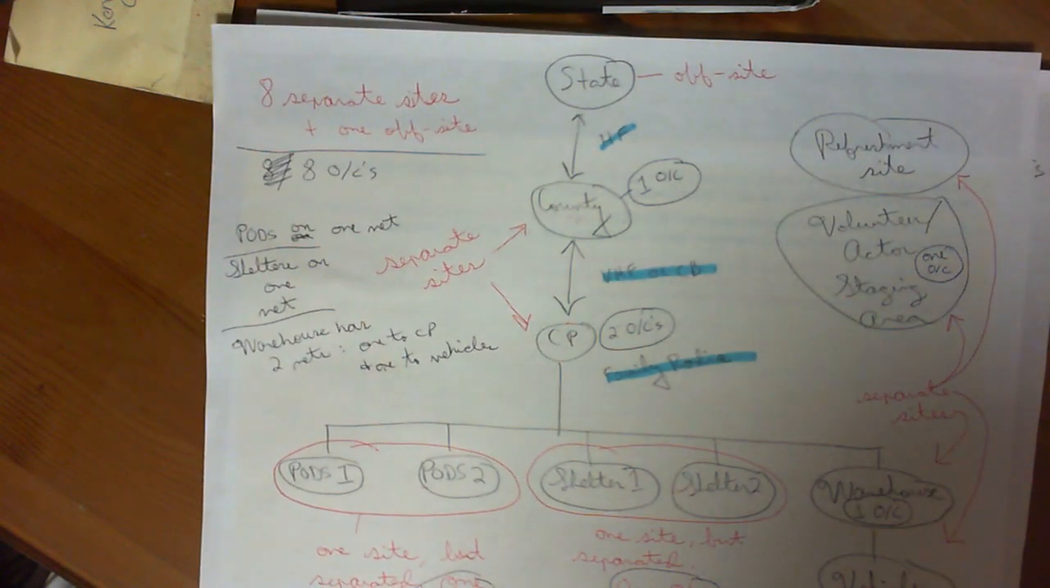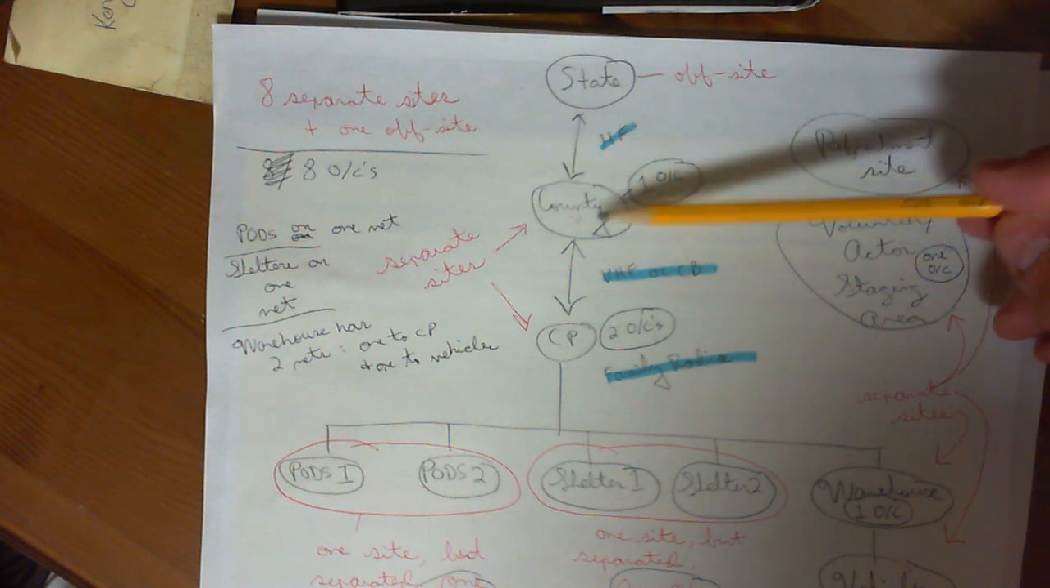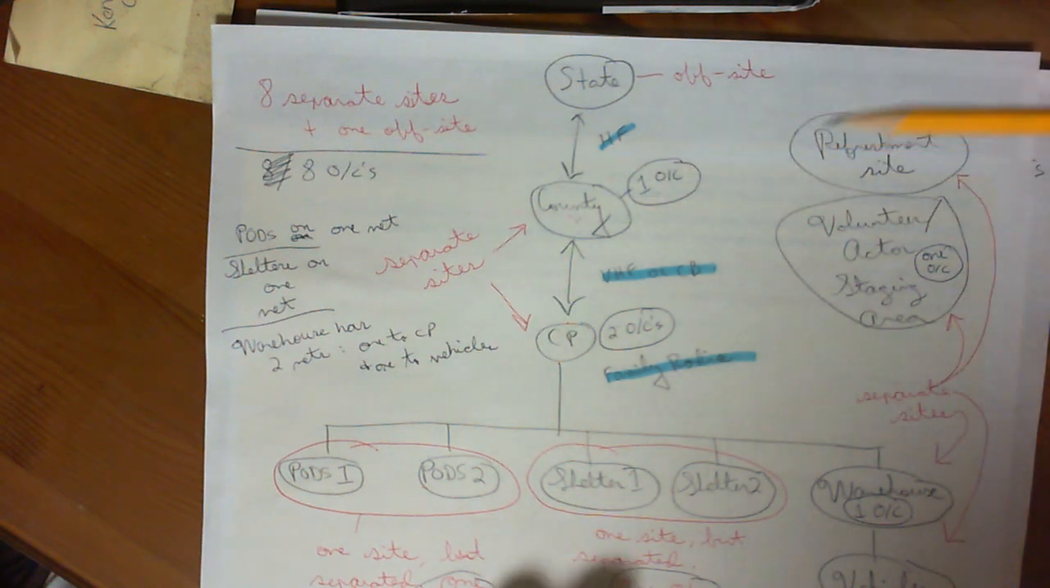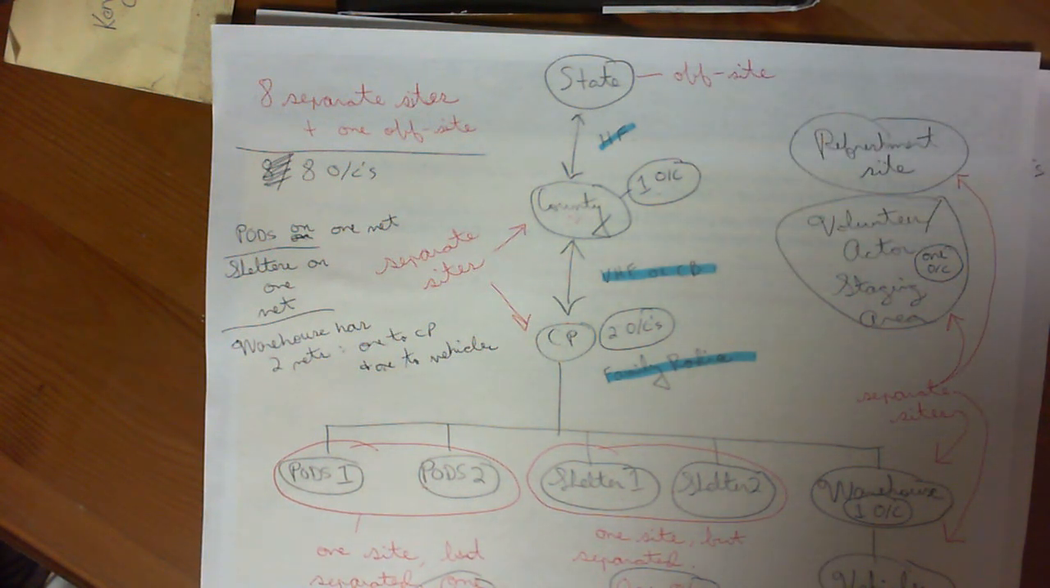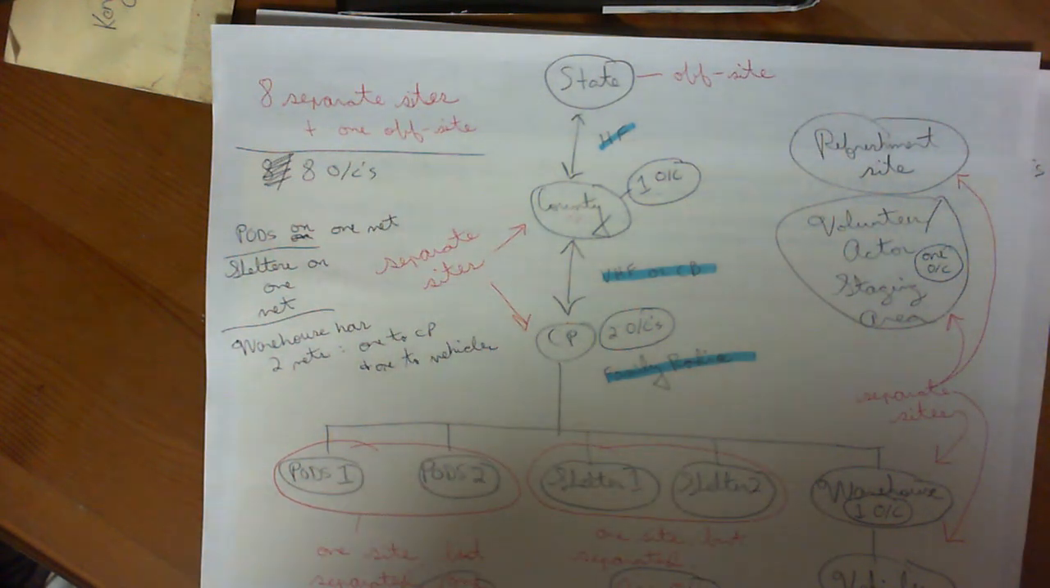And then, so we have an OC at the county. So we have a MESL. We have a master scenario events list that basically has set injects that get into the system, and we observe how they react.